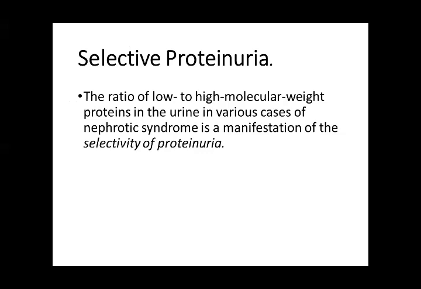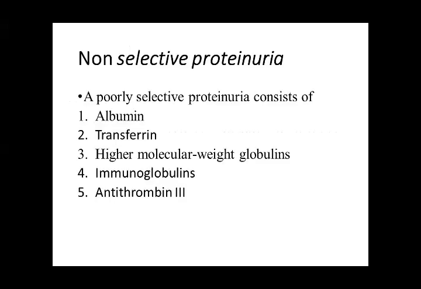The ratio of low to high molecular weight protein in various cases of nephrotic syndrome is a manifestation of selective proteinuria. So poorly selective proteinuria consists of albumin, transferrin, high molecular weight globulins, immunoglobulins, and antithrombin 3. They are all globulins. Transferrin is an iron transporting protein, and then there are globulins that may be immunoglobulins, IgG, M, A, and so forth, and it could be antithrombin 3.